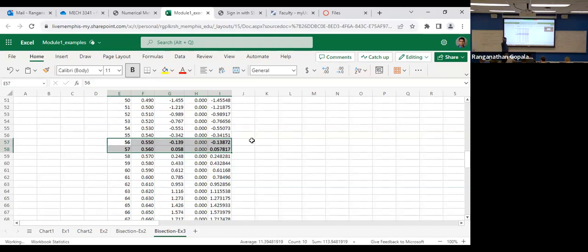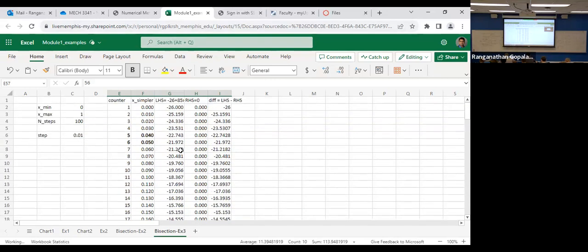Those who are trying on Excel, try to recreate this. Those who are trying on pencil and paper, you may start doing your iterations. The main thing is I had my setup ready. I had a Xmin, Xmax, number of steps, step length, and I had this counter and a way to generate X from 0 to 1, all of that already set. That's why I was able to do this very quickly.